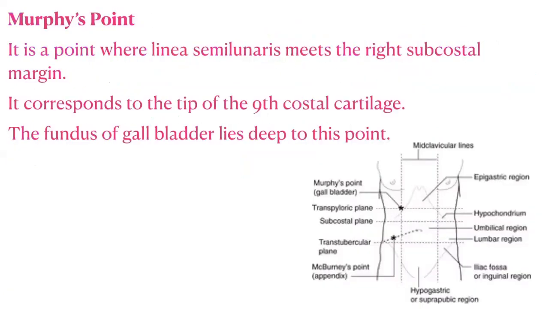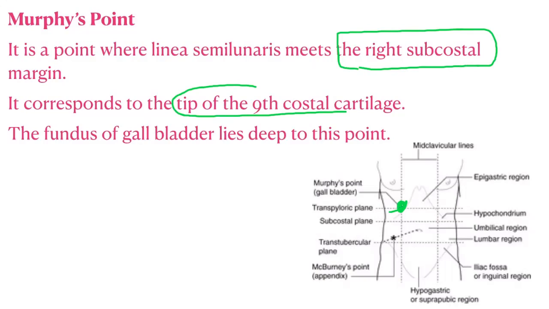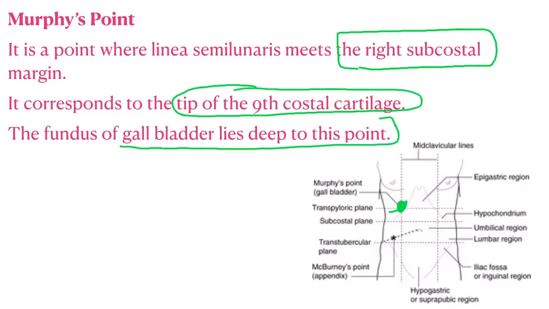Coming to another landmark, Murphy's point. It is a point where the linea semilunaris meets the right subcostal margin. It corresponds to the tip of the ninth costal cartilage. The fundus of the gallbladder lies deep to this point.